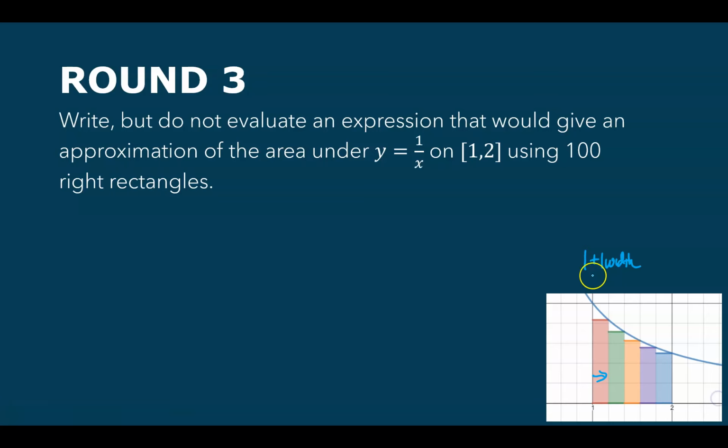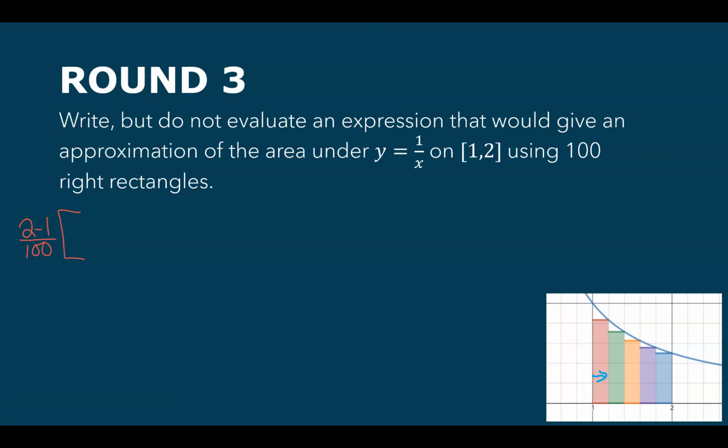And you know, the next one is going to be 1 plus 2 widths. Or at least that's what's going to be inside our 1 over x. Okay, cool. So what should we do? First, we want to get the width of each rectangle, and that's going to be the right-hand endpoint 2 minus the left-hand endpoint 1 divided into 100 equal-sized pieces.